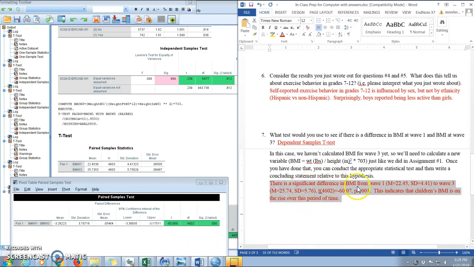So the sentence here: there is a significant difference in BMI from wave 1, and then I get the means. This is over here in the descriptive part, and the standard deviation. To wave 3, same thing, get the mean and standard deviation here. And then I put in the information from these green boxes. T with 4,602 degrees of freedom is negative 60.07, p is less than 0.001, and then because it's significant, some sort of an interpretation. Clearly it means that children's BMI is increasing over this period of time.